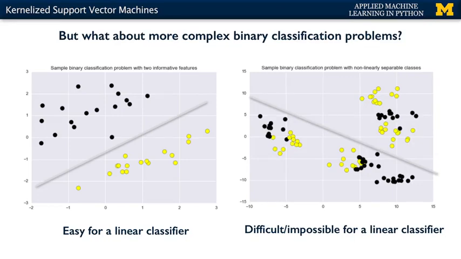But with real data, many classification problems aren't this easy, with the different classes located in feature space in a way that a line or hyperplane can't act as an effective classifier. Here's an example on the right. This dataset is difficult or impossible for a linear model, a line or a hyperplane, to classify well.